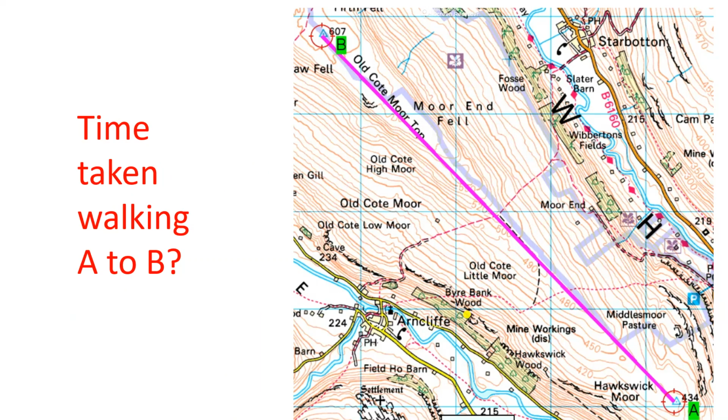Okay, next one. Estimating time taken to walk from A to B. So we need to, one, know the distance, and we can estimate that. We can say, well, that's going to be roughly 5 grid squares, and these are kilometre squares, so that's 5 kilometres. And then we need to look at, do we climb much? So we're going from 434, so let's round that down to 430, and it's uphill all the way, and we'll call that 600. So that's a climb of 170 metres in 5 kilometres.